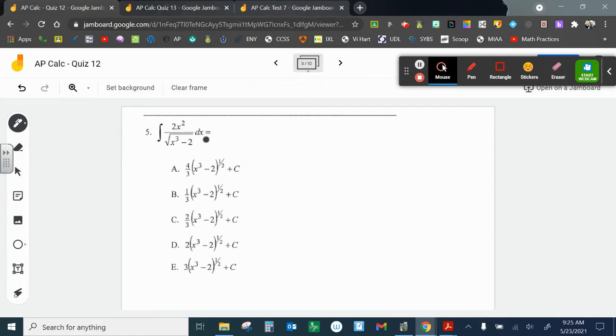Cube root of x cubed minus 2, that is the inner function. And let me just do this right here. So when I have this inner function, x cubed minus 2, and when I take the derivative of that, it's 3x squared. So again, if I call that my g of x, then my derivative of that is 3x squared.